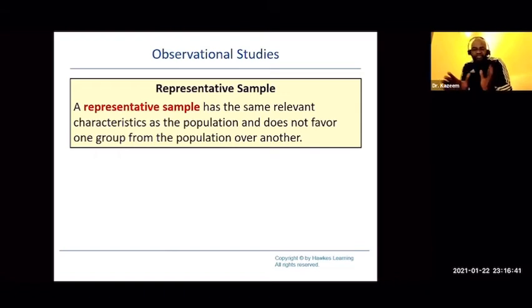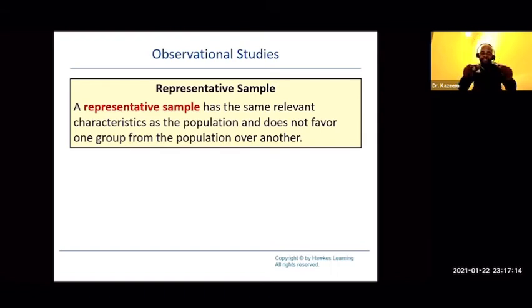The idea is just that since we're going to be choosing a sample, we're not going to study the entire population. Of course, we have to use a sampling technique that will ensure that the sample we choose is a very good representative of the population. When I say representative sample, the representative sample has the same relevant characteristics as the population.